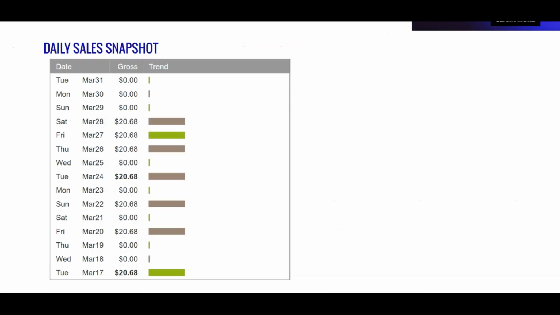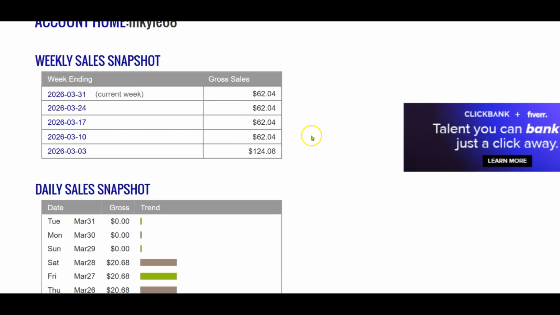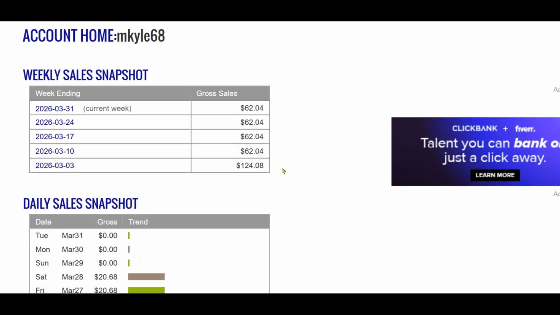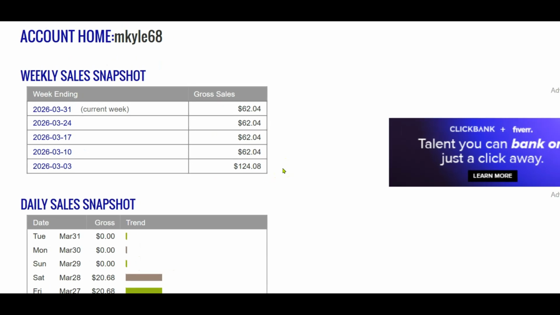So now we're going to go to the 14-day daily snapshot. As you can see here, look at this, nothing here. So where we ended up for the week, surprise, is $62.04 again. We've seen a pattern here. I follow these numbers very closely, and I have been doing it for 2.5 years.